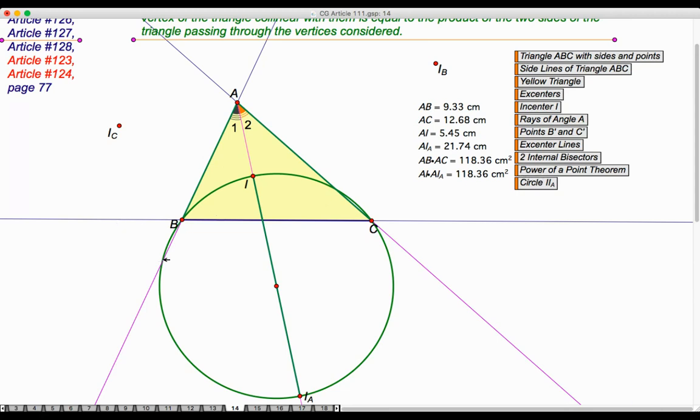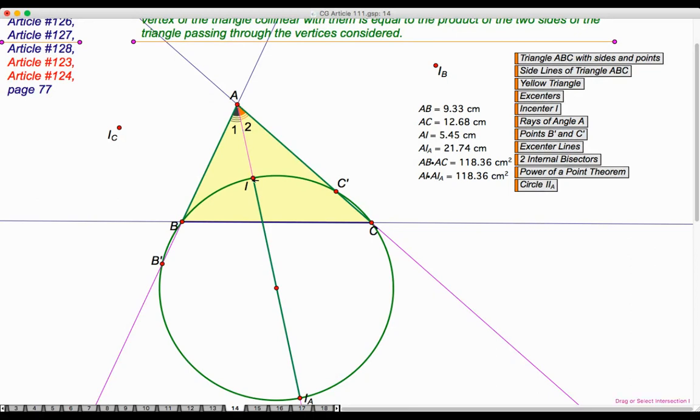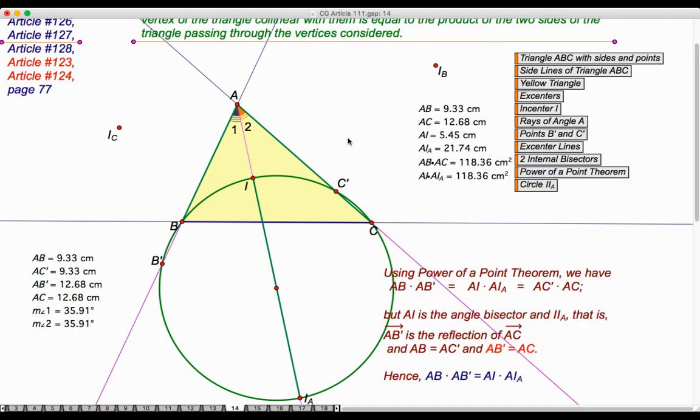I want to name first this particular point, and this particular point, since it is along here, let me call this one B prime, and let me call this one C prime, okay? There you go. Now, then definitely this times this, so the power of point A. So, the power of point A will be AB times AB prime is equal to AI times AI sub A. But that's also equal to AC times AC prime.